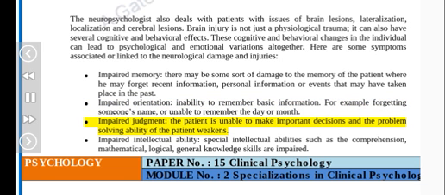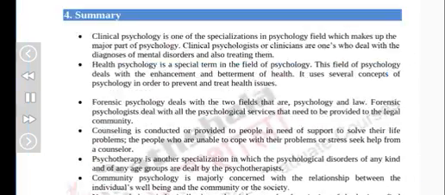Impaired judgment. The patient is unable to make important decisions and the problem-solving ability of the patient weakens. Impaired intellectual ability. Special intellectual abilities such as the comprehension, mathematical, logical, general knowledge skills are impaired. Psychology paper number 15. Clinical psychology.